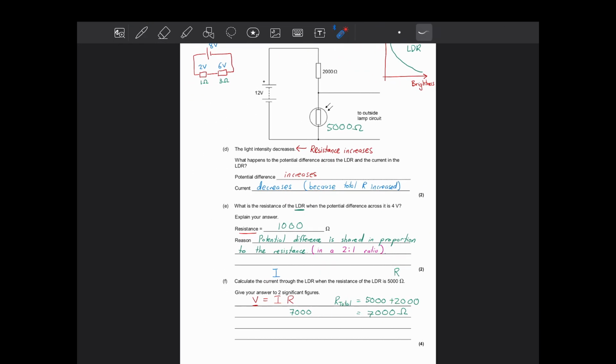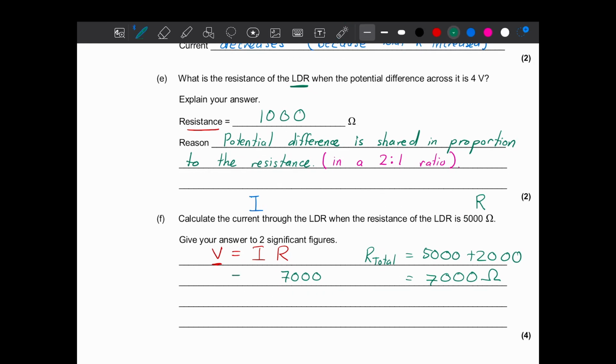So I now have a value for the total resistance in the circuit, and that means I can use the value for the total potential difference over here. That's why I'm doing that, so I can use the 12 volts there. Putting that into the equation, I've got 12 for voltage and a current, I. That's what I'm trying to find. Rearranging this equation, we've got I equals 12 over 7000, giving me a final answer of 1.7 multiplied by 10 to the minus 3 amps.